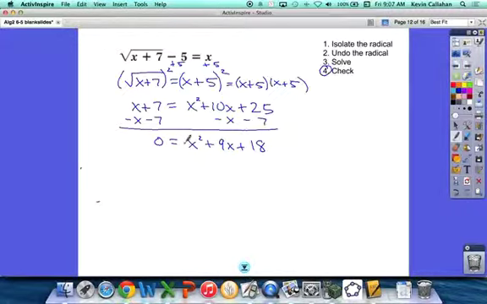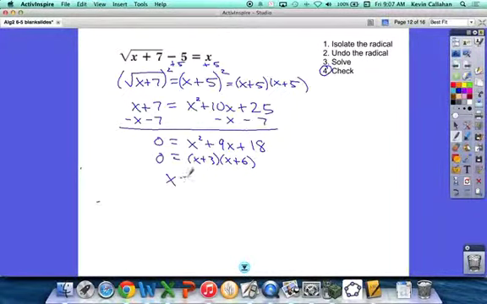1 in front of the x squared. So if it's factorable, you ought to be able to find factors of 18 that add up to 9. Can anybody think of factors of 18 that add up to 9? 6 and 3, right? So this is factorable, and that's probably the easiest way to do it. You could use the quadratic formula, where a is 1, b is 9, c is 18, and get the same answers, but it is factorable. That is x plus 3, x plus 6.